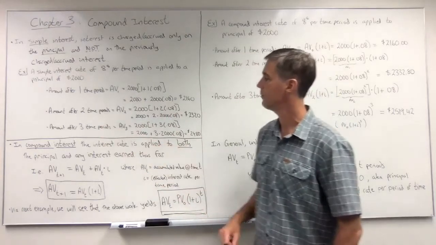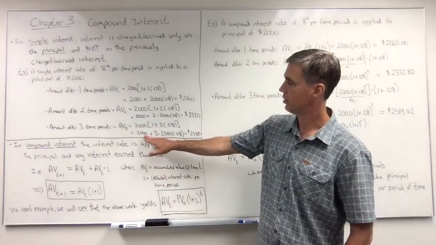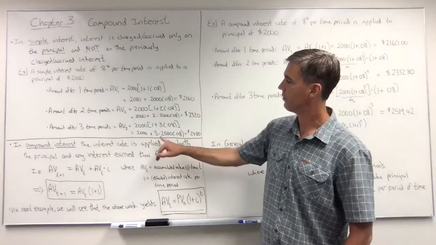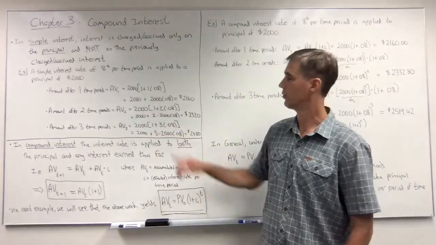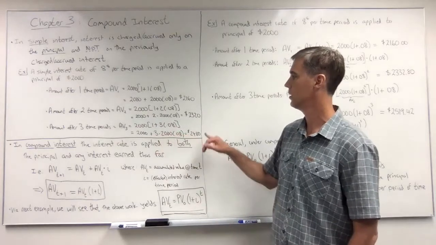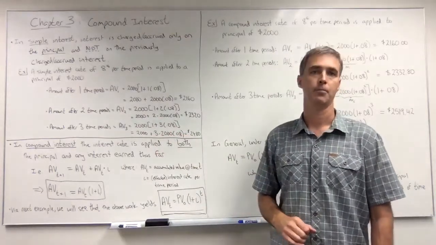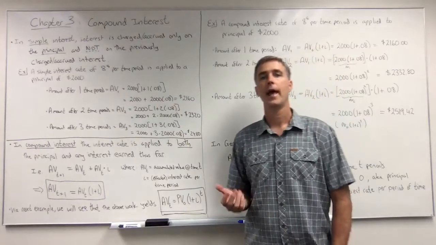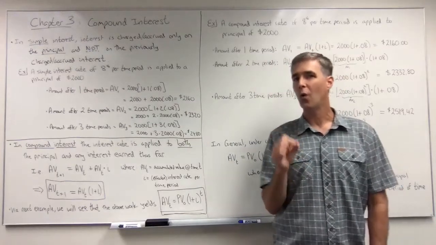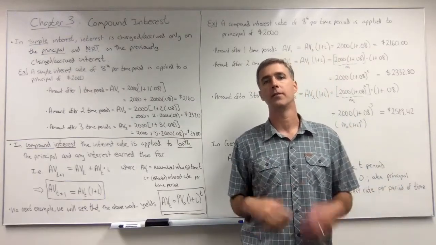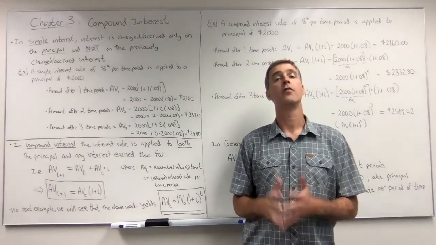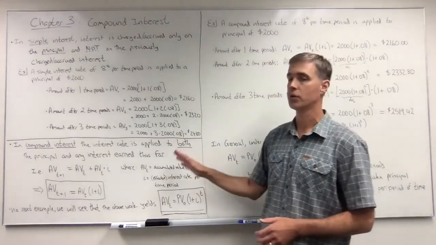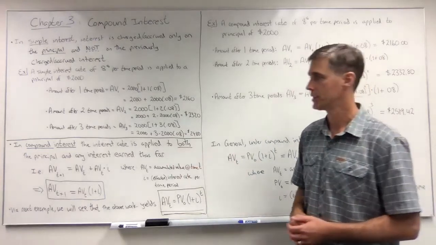Similarly, after 3 time periods, we'll have our initial amount, $2,000, and then 3 doses of our interest on 2,000. So 3 doses of $160, which gets us to 2,480. So that's simple interest. And the problem will always say simple interest if it intends you to do simple interest, okay? However, for the vast majority of this course, we're going to be focusing far more on compound interest.